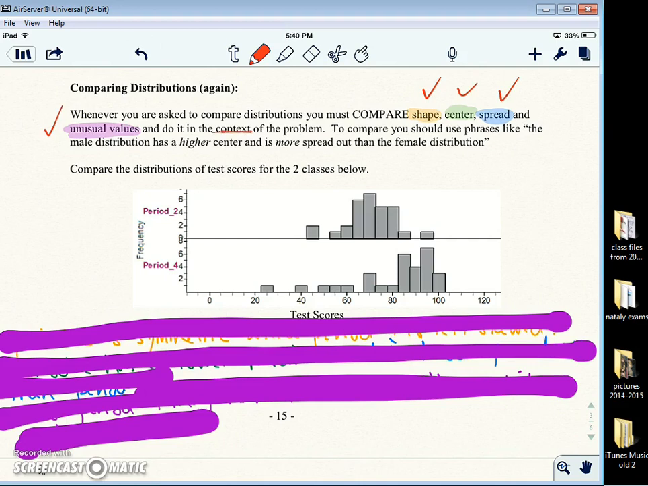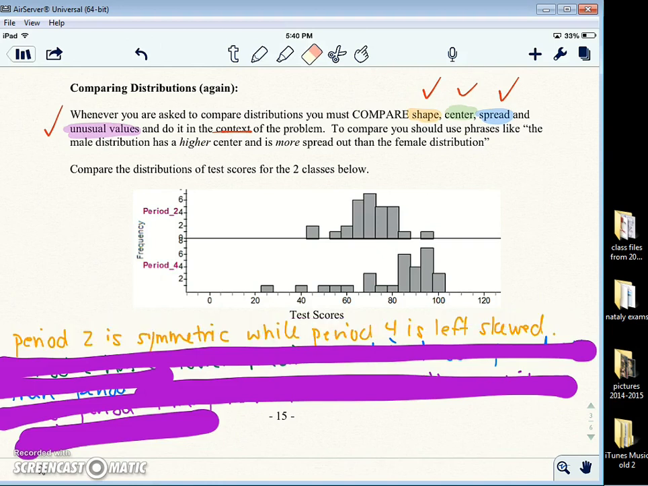To compare, you should use phrases like the male distribution has a higher center and is more spread out than the female distribution. So let's do shape first. Okay, and you can shorthand this or copy it later. But it says period 2 is symmetric while period 4 is left skewed. And you might want to say period 2's test scores are symmetric. So that takes care of the shape.